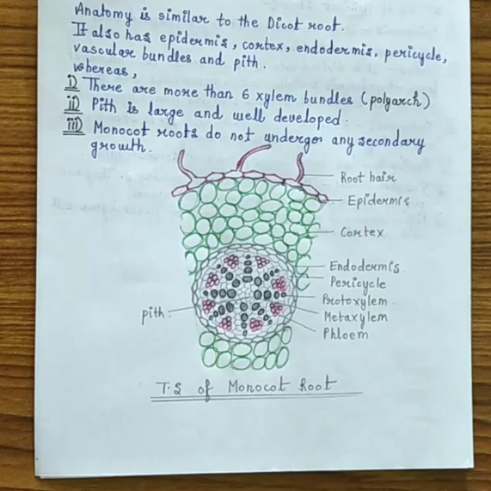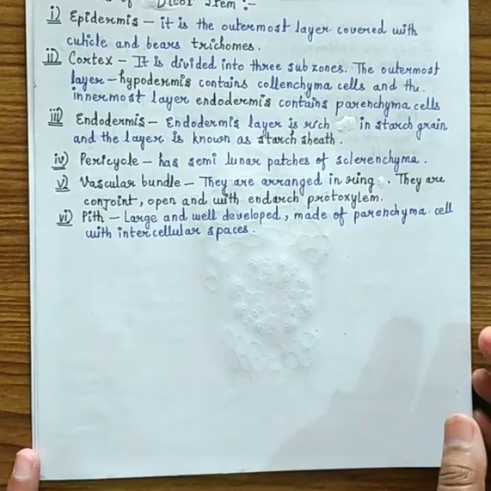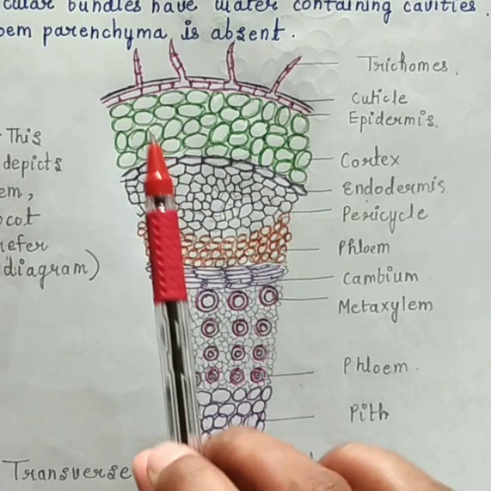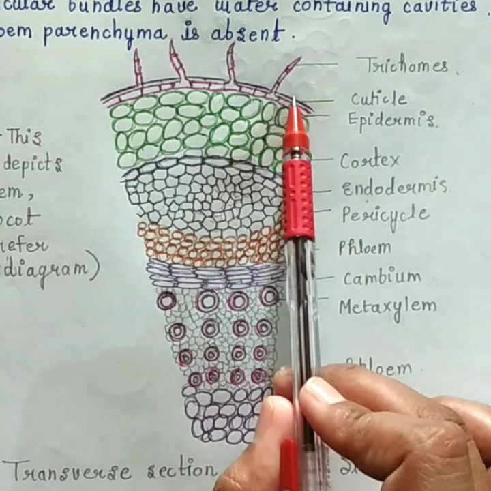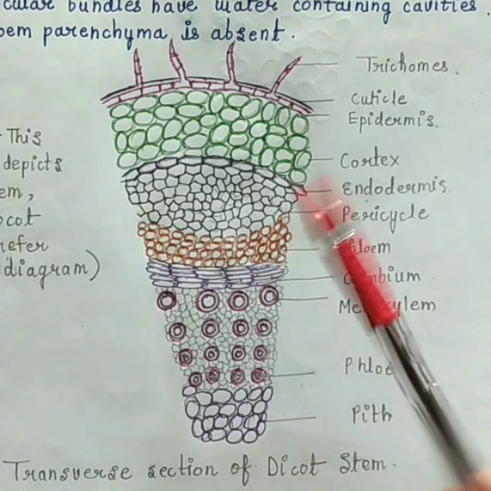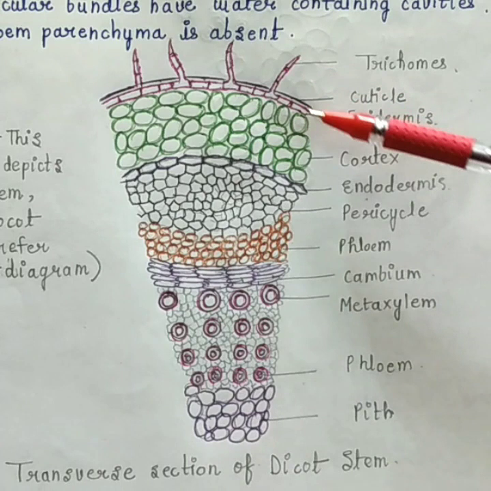Now we'll move and talk about transverse section of dicot stem. If you can see the diagram, then in the transverse section of dicot stem, the uppermost layer is epidermis, this is covered with a waxy layer cuticle, and the hair-like structures present on the epidermis of stem, those are trichomes. So you can see that in dicot stem, the topmost epidermis layer has cuticle, and hair-like structures trichomes are present.